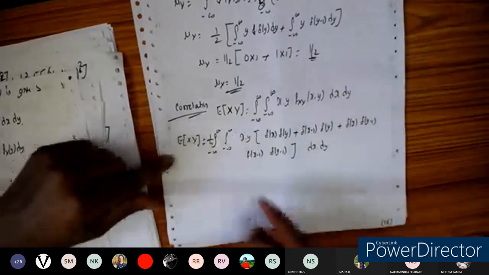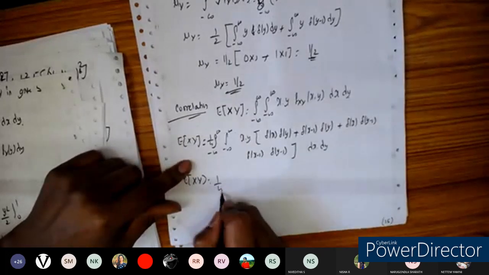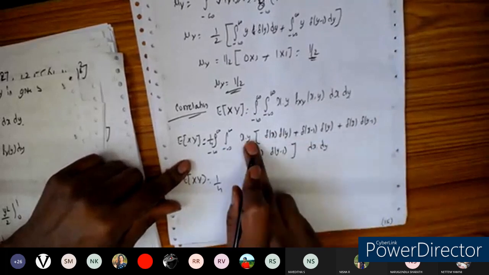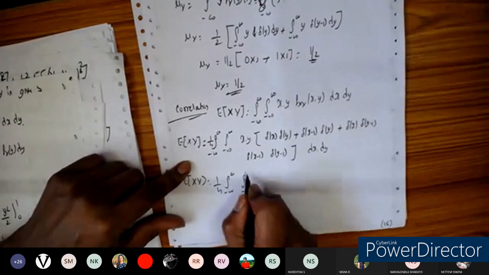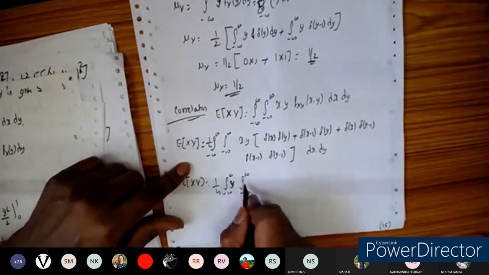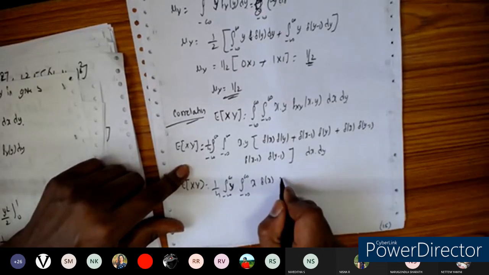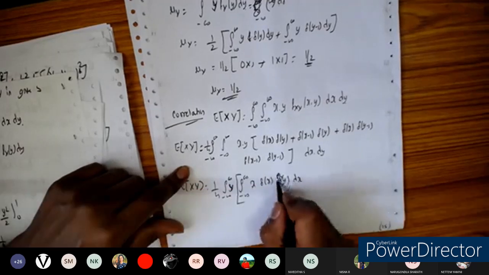The expected value of x y is nothing but 1/4. First I'm going to integrate with respect to x, so I'm going to multiply x to all the terms. Y I'm going to keep constant. So the integral from minus infinity to plus infinity, assume this is the integral corresponding to x. This has become x into delta of x into delta of y, and I'm going to integrate with respect to dx. The remaining terms can be treated as a constant.